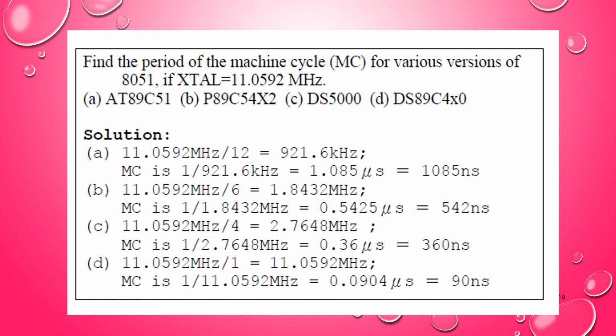And the last one is, for example, the DS89C4X0 series, which gives one machine cycle only. The crystal frequency of 11.0592 megahertz divided by 1 stays as it is, and therefore its period is 1 upon 11.0592 megahertz, which gives 0.0904 microseconds, so that is 90 nanoseconds approximately. So this is just one sample.